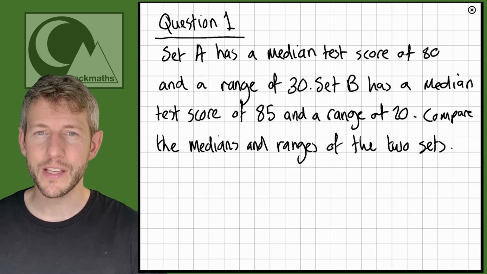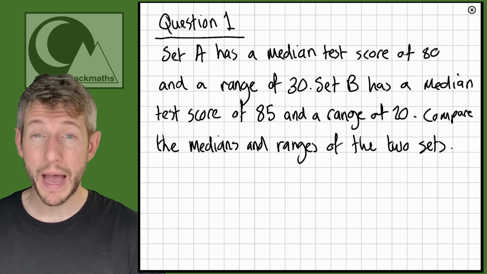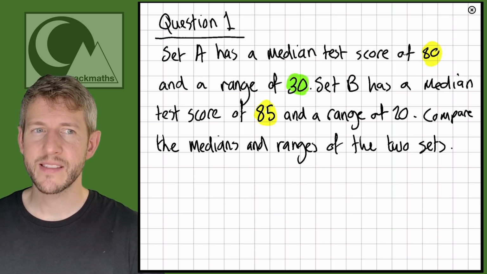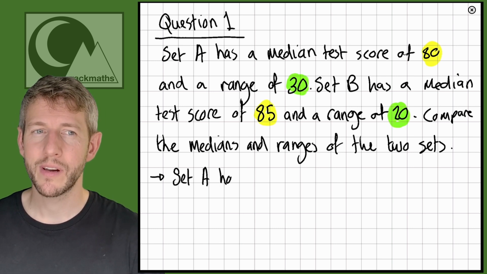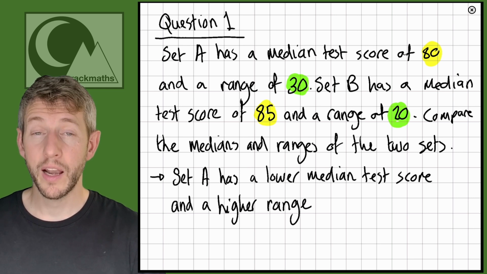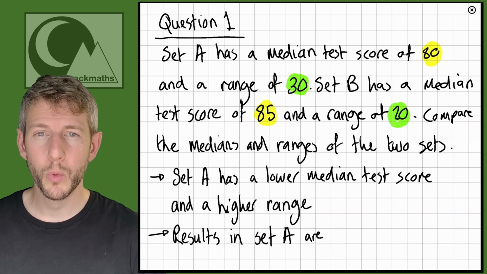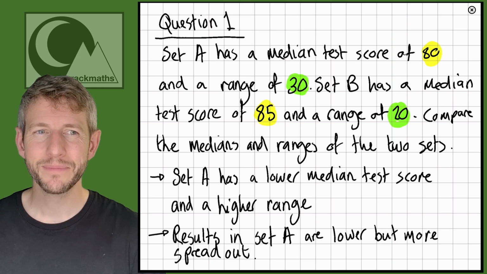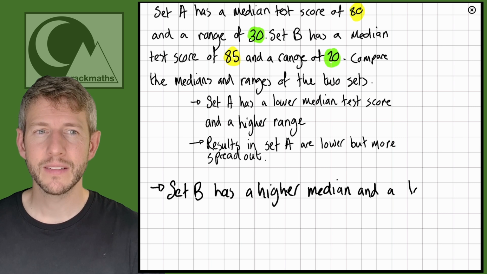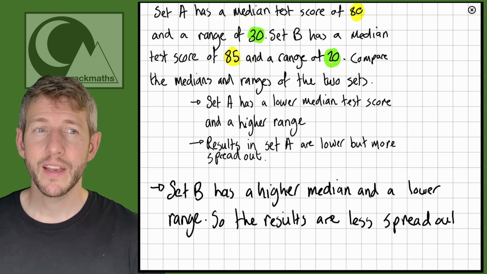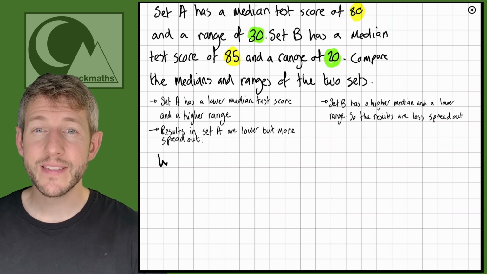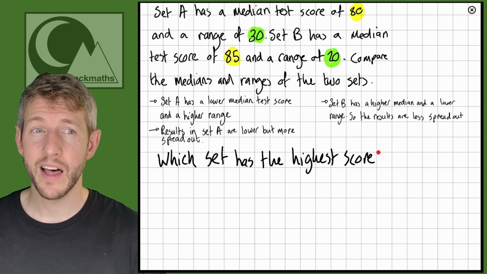Okay, so if I look at these results, what I can see as my comparison is that set A has a lower median test score and a higher range. So that means that results in set A are lower, but more spread out. Okay? For set B, I can see that the median might be higher, but less spread out. Now, what is interesting to know from these as well is, can we determine which set has the highest score?